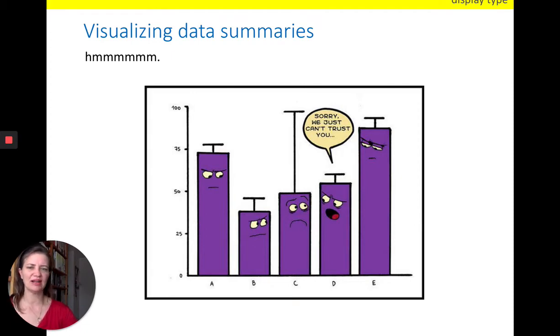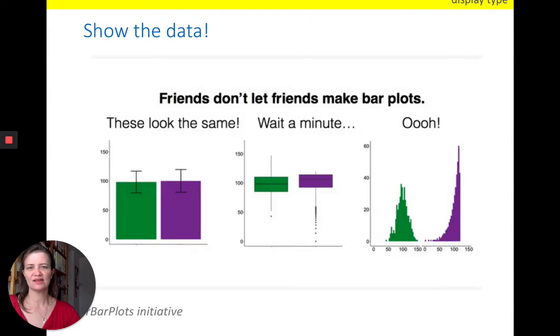Because people realized that the data distributions are actually quite hidden behind such plots, there was a big initiative to rule them out and to forbid them. This initiative was called the Bar Plots Initiative, and their slogan was, friends don't let friends make bar plots.